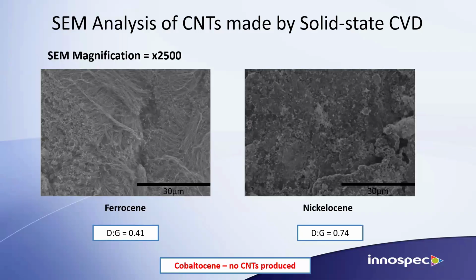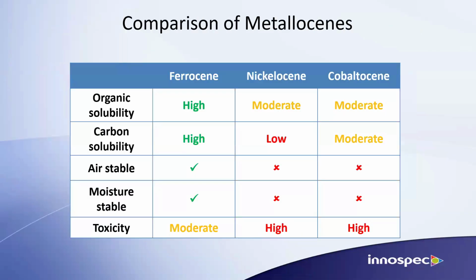And these visual observations are supported by the Raman spectroscopy, with a D/G ratio of 0.41 for the carbon nanotubes produced using ferrocene, compared to a higher D/G ratio of 0.74 for the carbon nanotubes produced using nickelocene. And in the case of cobaltocene, no carbon nanotubes were produced, so no Raman spectroscopy or SEM images can be shown.